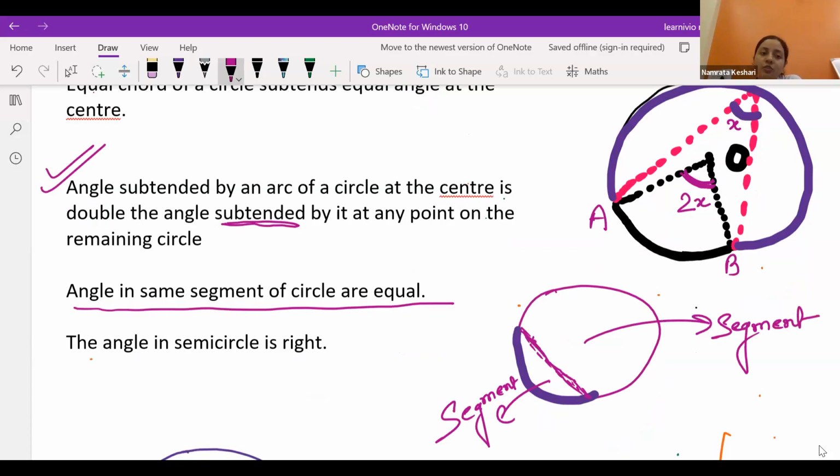So that's what the theorem says, angles in the same segment of a circle are equal.